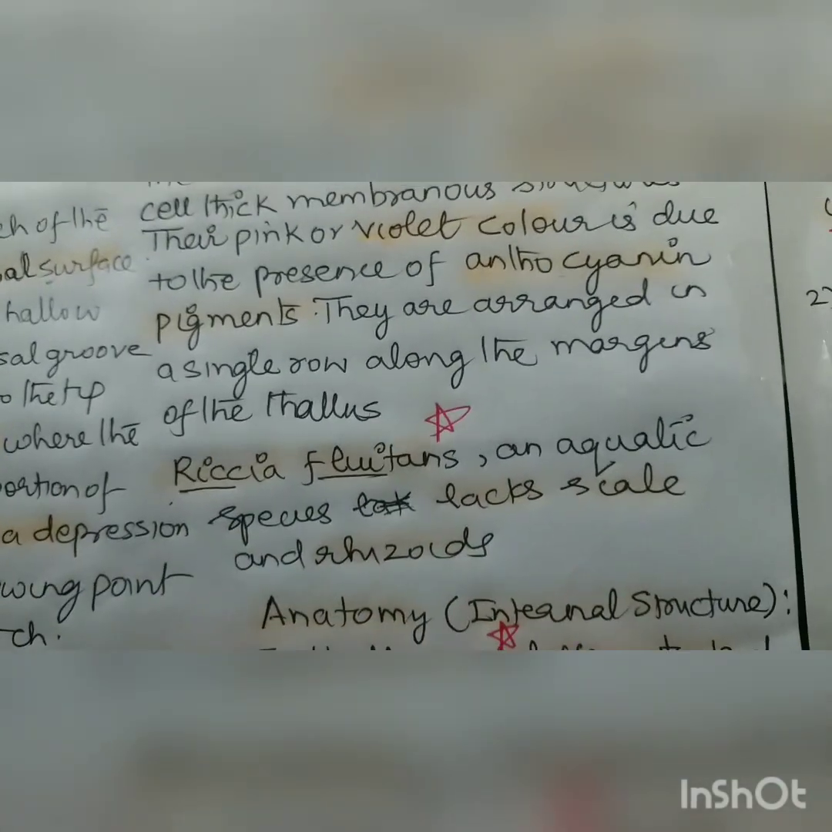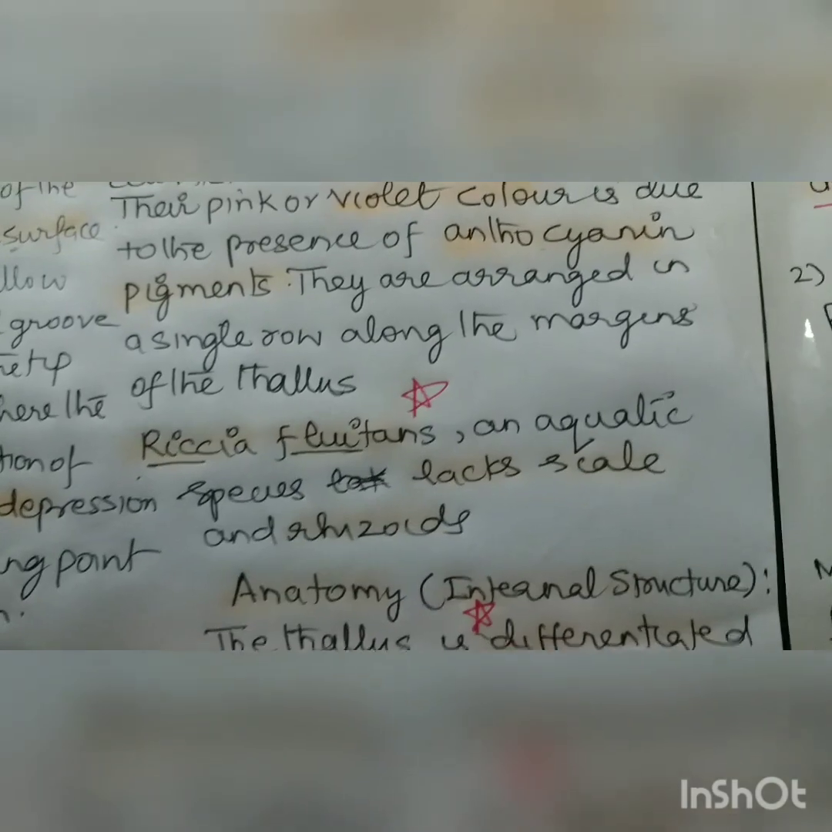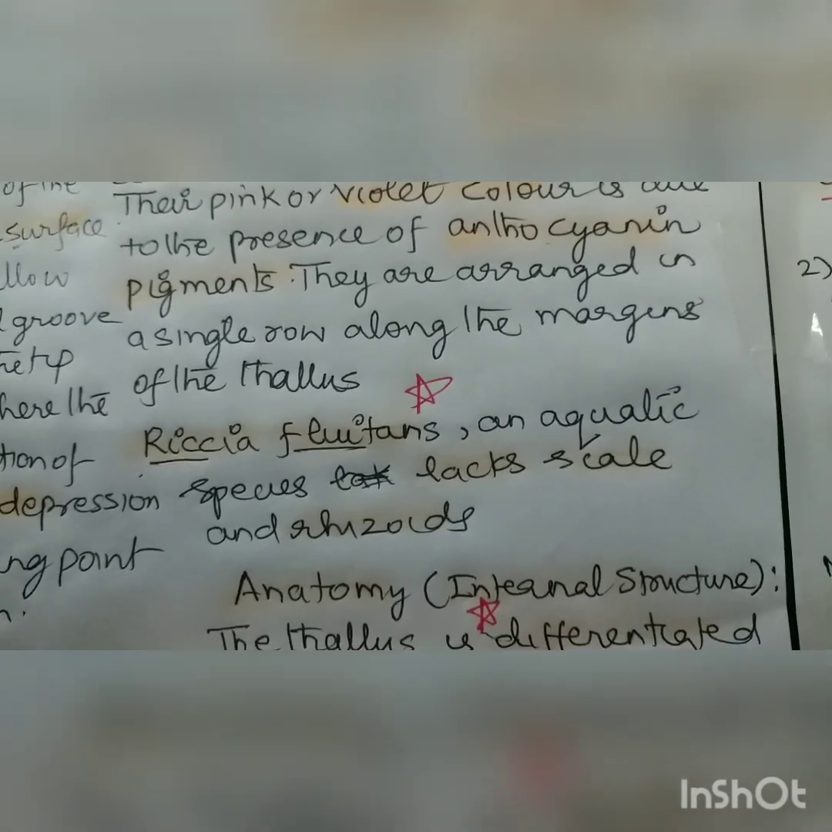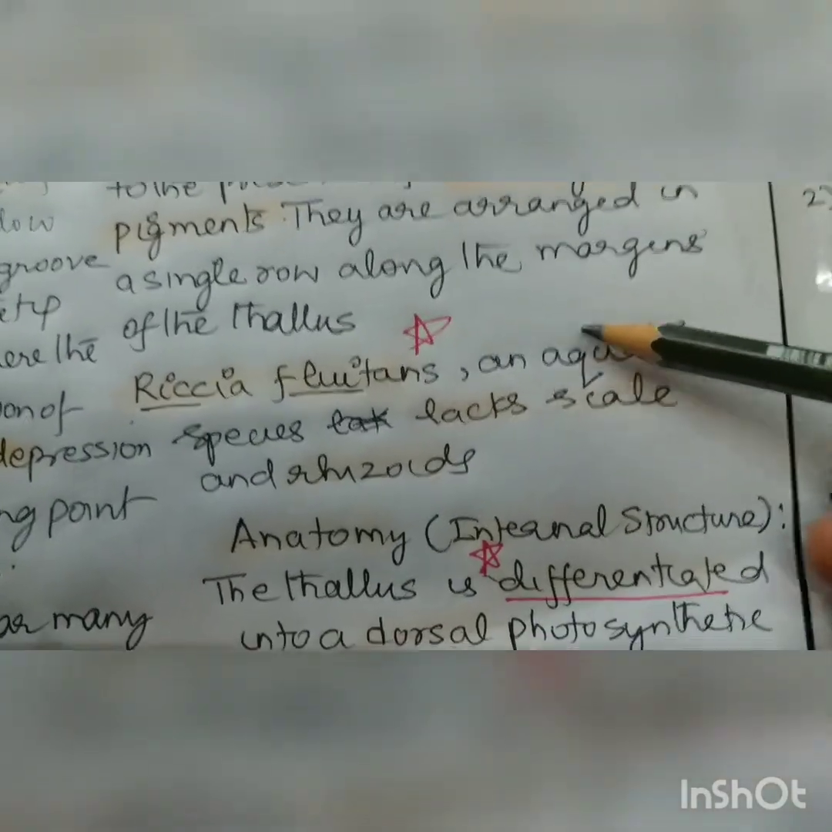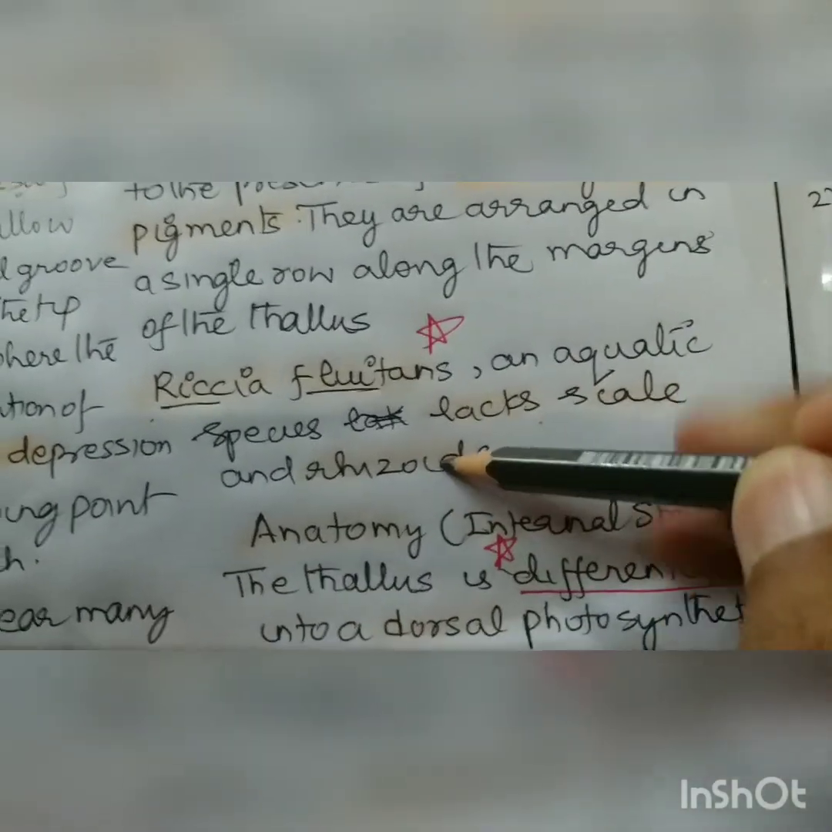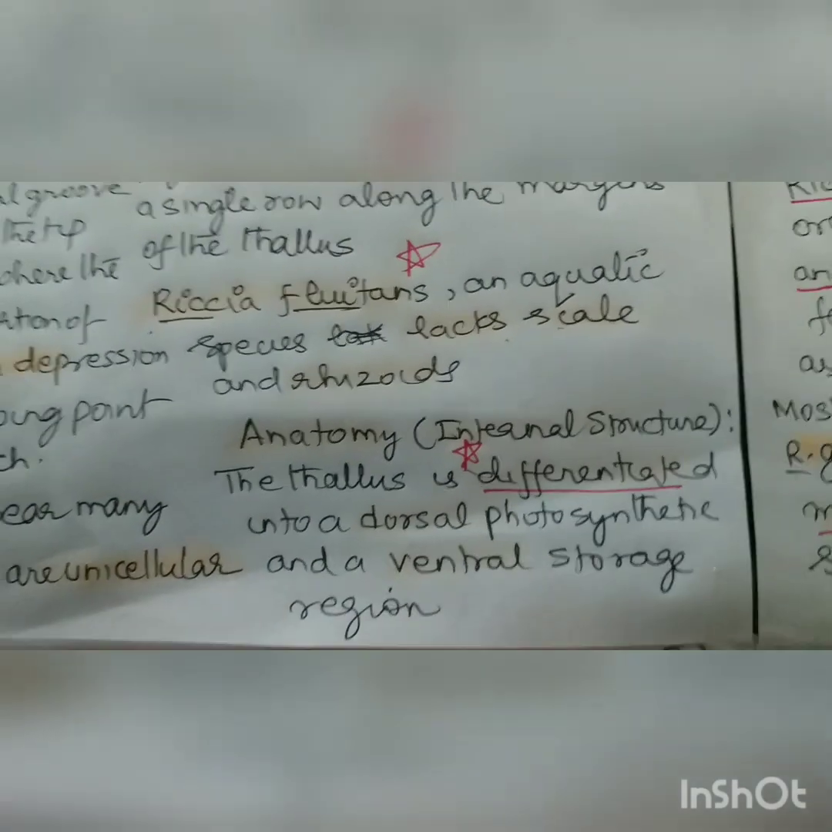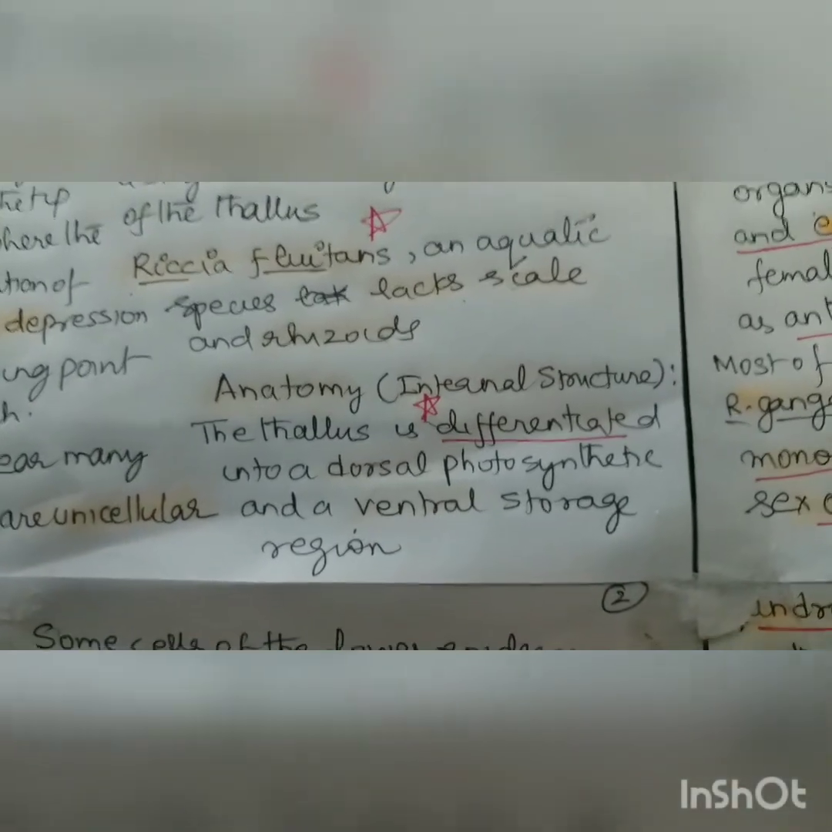Here, Riccia fluitans, you mind, when we did the bryophytes introduction part, Riccia fluitans, they are aquatic bryophyte, I told you there. It is also an aquatic bryophyte or species which lacks scales and rhizoids. This question also comes in the competition. So now we are coming to the anatomy.